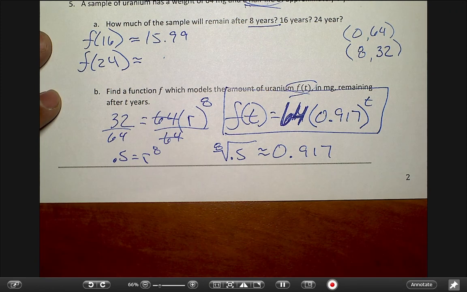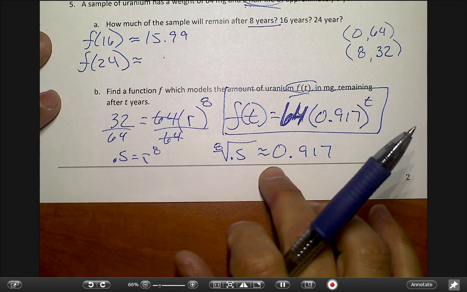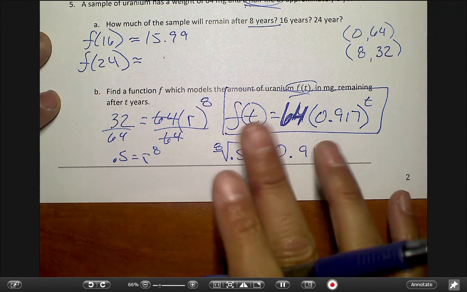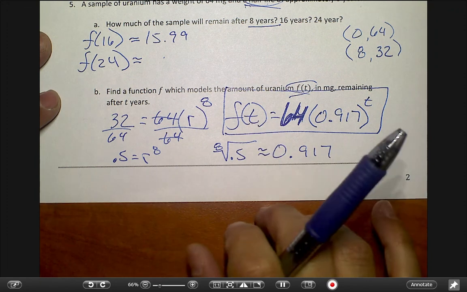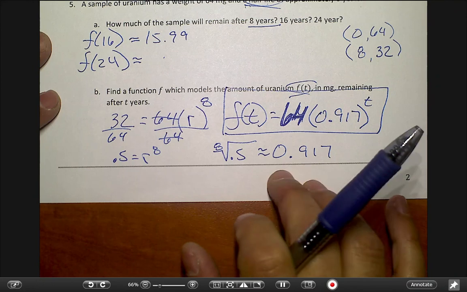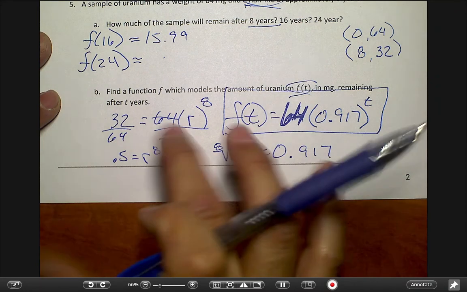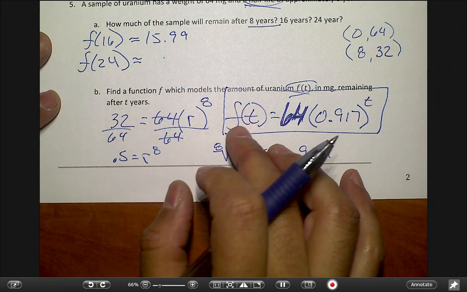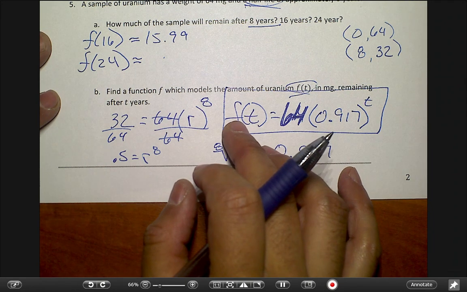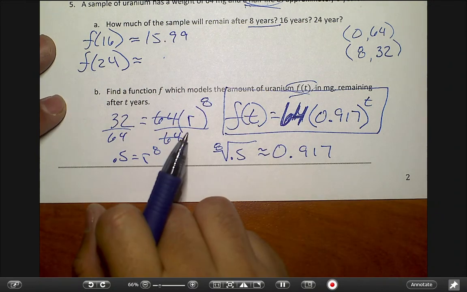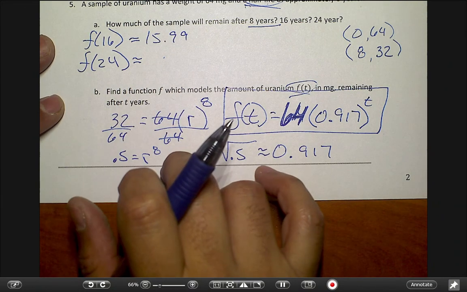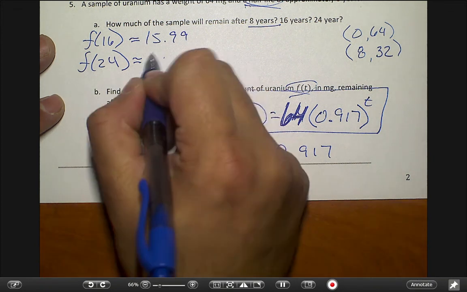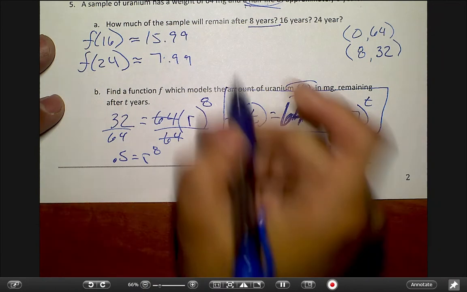Georgie, what's f of 24? You didn't get it? Still working on it, right? Okay. Hasfa, what's f of 24? I didn't do it. Okay, ask Rafa. He did. Rafa, did you do it? Maybe. Okay. Josh, can you tell me what f of 24 is? I'm still working on it. Okay. Leslie, did you get f of 24? 7.99. 7 point what? 99. There we go. And these are all in milligrams.